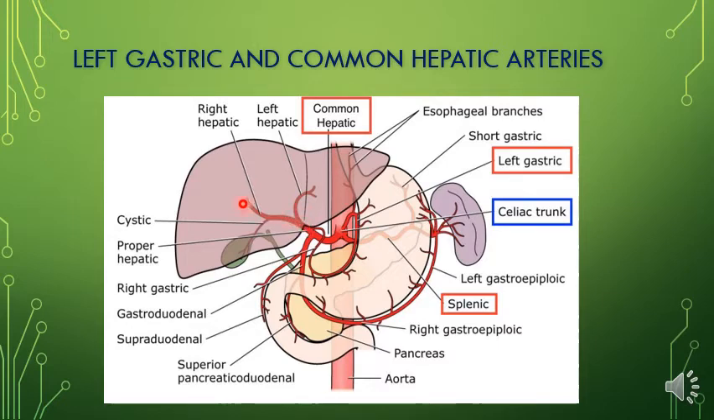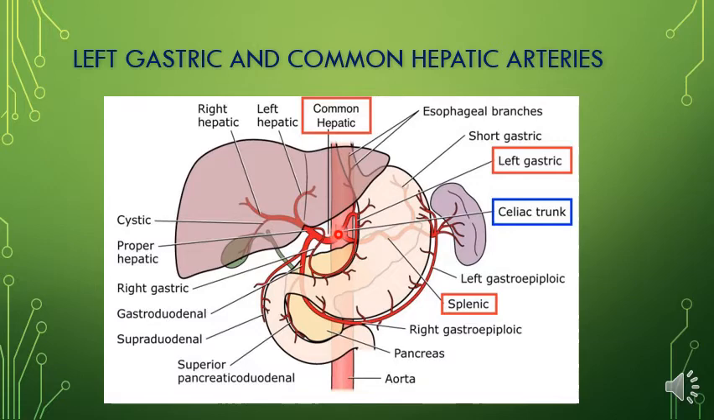So this right hepatic artery further gives one more artery called the cystic artery, which supplies the gallbladder. This is the gallbladder here. So the right hepatic artery gives off a cystic artery which supplies the gallbladder. So the entire hepatic arterial system provides principally the right gastric branch, gastroduodenal branch, and a cystic branch, right?